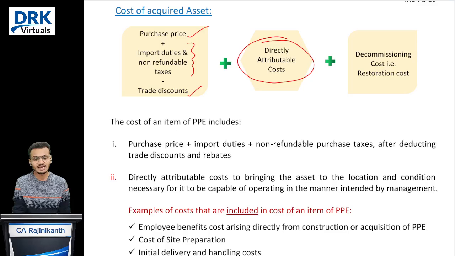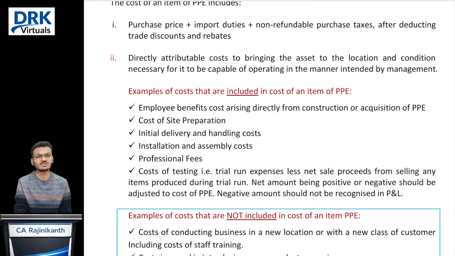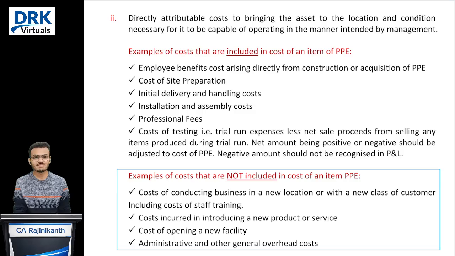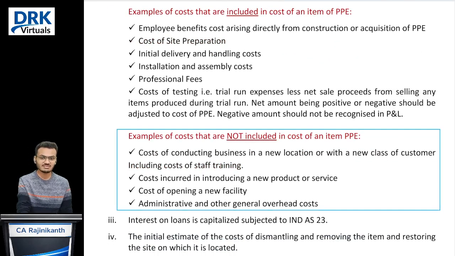Next one, directly attributable cost. Directly attributable cost means what? These are the costs incurred to get the asset to the intended location and condition. Without incurring that cost, it is highly impossible for us to get our asset to the intended location and condition. The standard has given a few examples. Let's discuss them one by one.